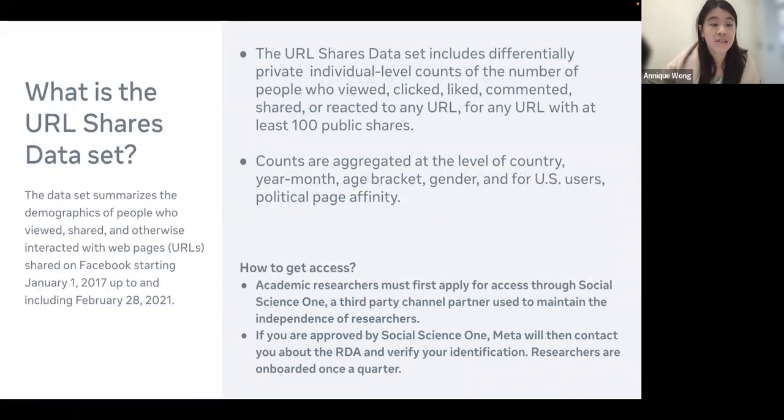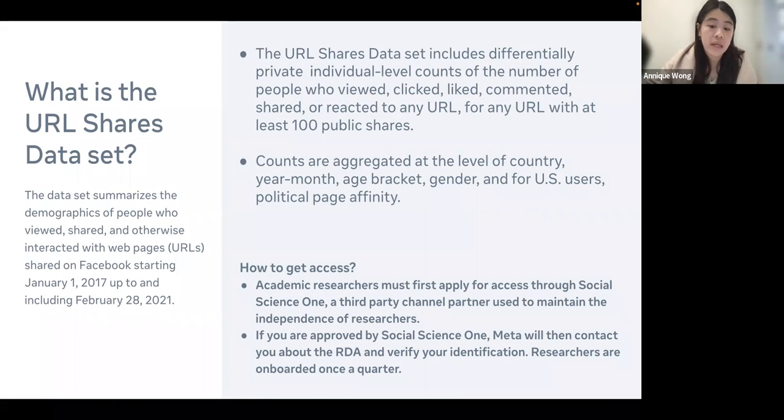So this next data set is the URL shares data set. It includes differentially private individual level counts of the number of people who viewed, clicked, liked, commented, shared, or reacted to any URL with at least 100 public shares on the Facebook platform, starting January 1st, 2017, up to and including February 28, 2021. And we actually have a data refresh coming this month, so the data will be even more recent. Counts are aggregated at the level of country, year, month, age bracket, gender, and for US users, political page affinity.